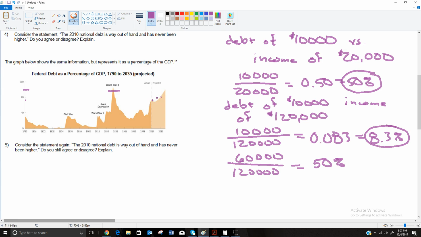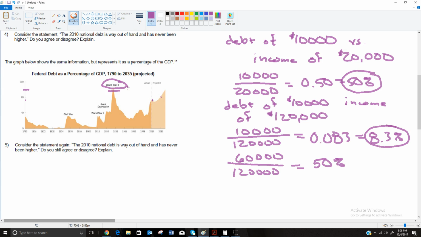Will that happen or not? We're not sure. But has it never been higher? No. The highest it was was during World War II if you compare it to our gross domestic product. That would be our most concerning time because our debt to income was above 100%. We were in debt more in a year than we were making.